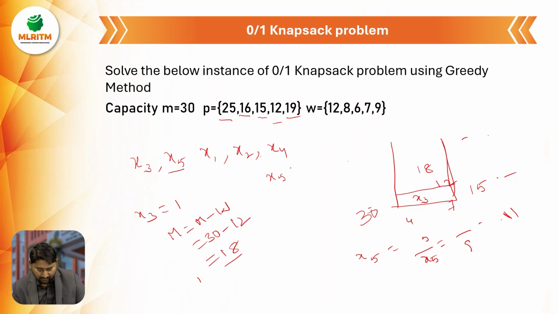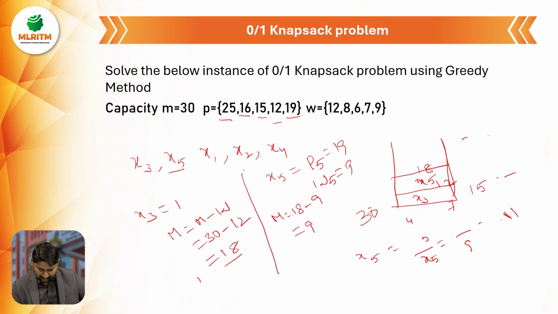X5. So X5, what is the profit value? P of 5 equal to 19. W of 5 equal to what? 9. So next one filled is X5. Okay, X5 will be filled. M equal to 18 minus 9, that equals 9. So that means X5 is completely filled in the knapsack. So their profit value X5 equal to 1. Why? Because X5's total item will be placed in the knapsack.